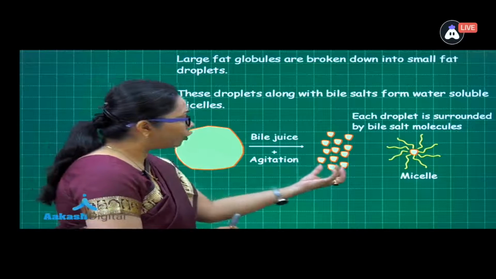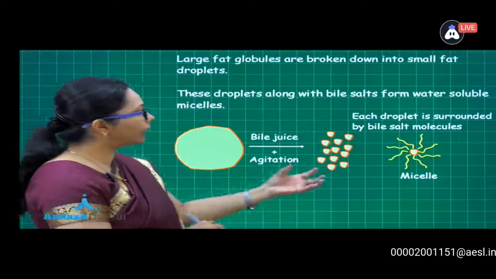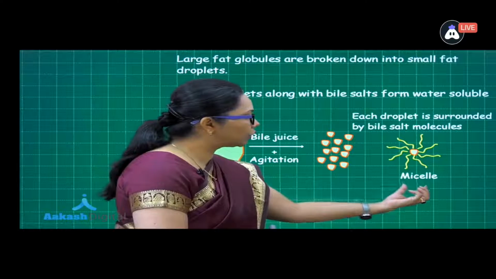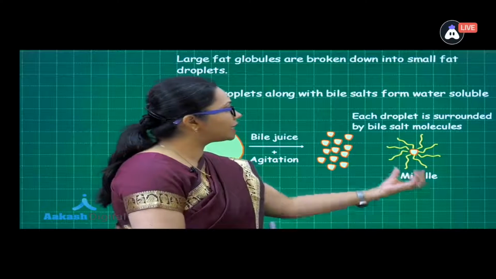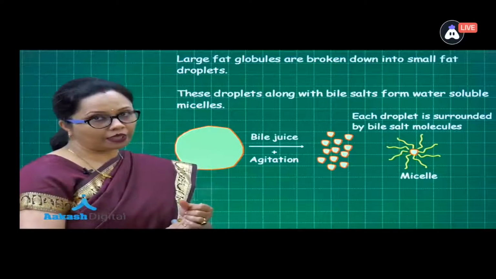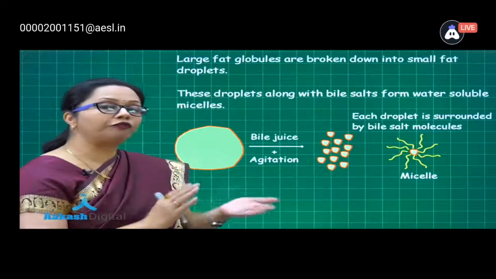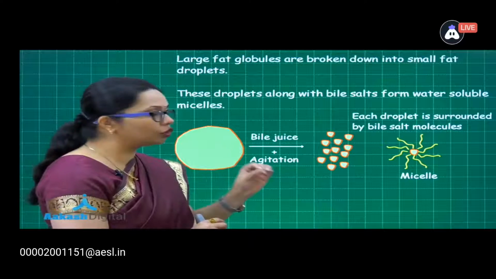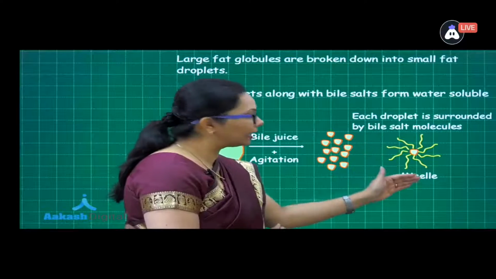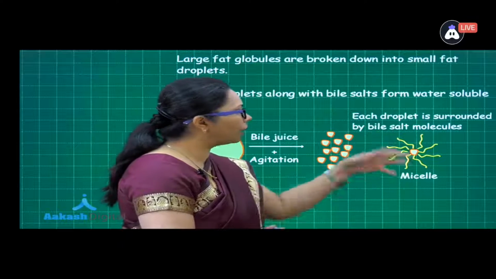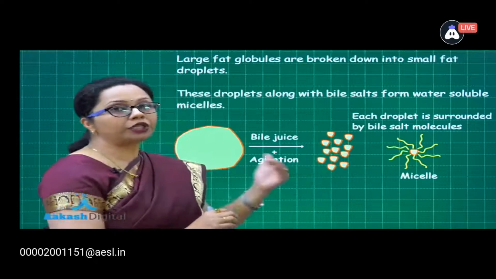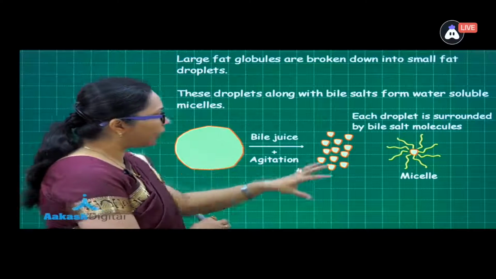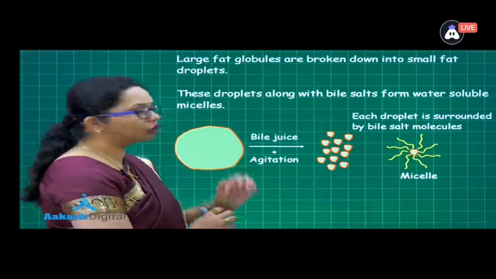Now these fat droplets, as soon as small droplets are formed, they are surrounded by bile salts, and when bile salts surround it, this structure is called micelle, and this micelle is a water soluble structure, and we know that for any enzymatic action there has to be aqueous medium, and in aqueous medium only the enzymes can act. So this micelle is a water soluble droplet surrounded by number of bile salt molecules, and now it is suitable for the lipases to act upon. Now these are the various steps which are taking place in the small intestine.